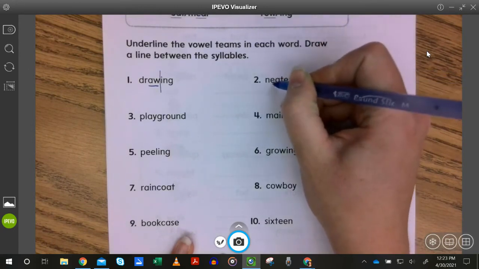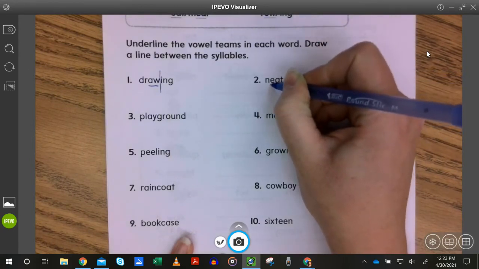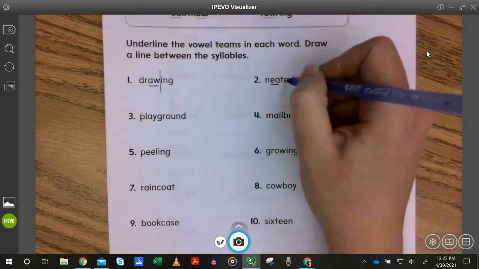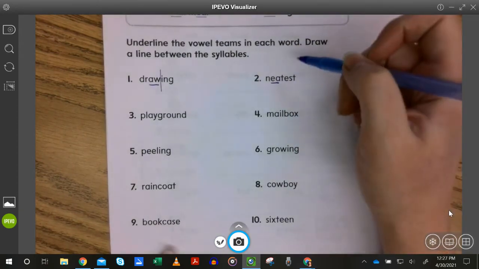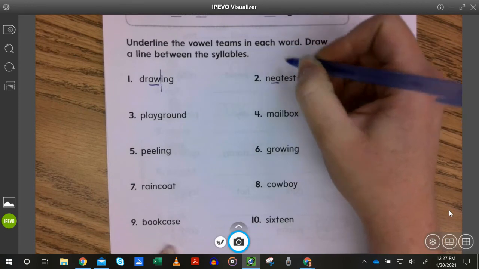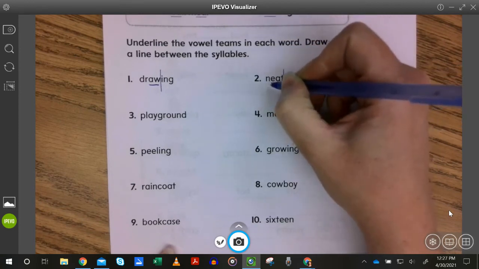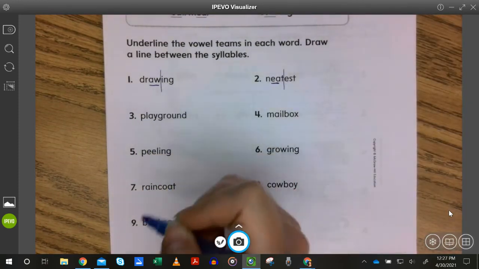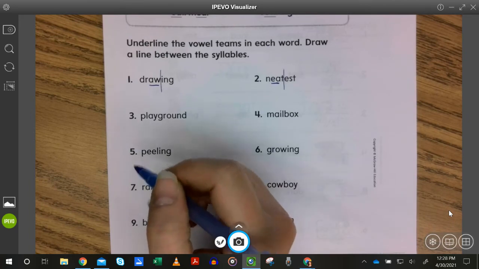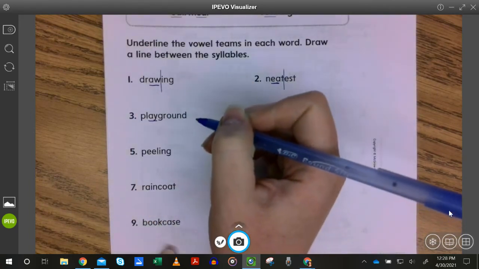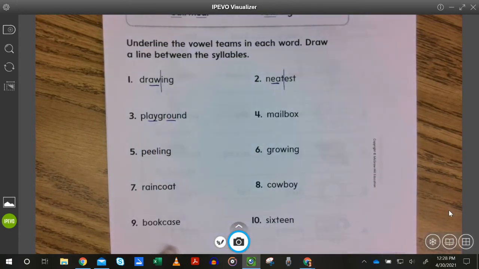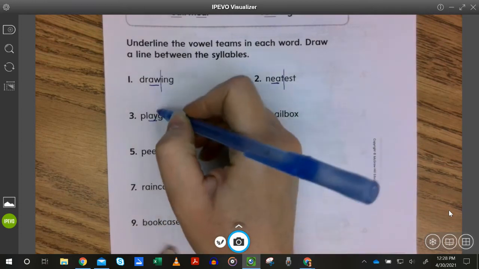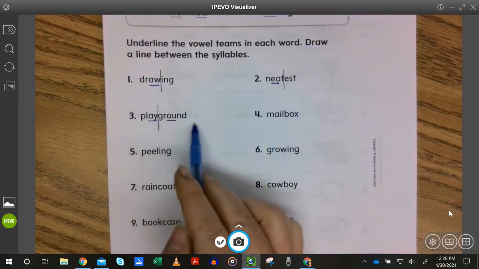Here I see a vowel team, EA, and we see an ending here. And so with that ending, we know that's going to go together, so we put our break here. Neat-est, neatest. Okay, let's look for our vowel teams here. Do you see them? AY, OU, there were two of them. Okay, we also have a compound word here. So if I see a word, I need to keep it together. Play-ground, playground.